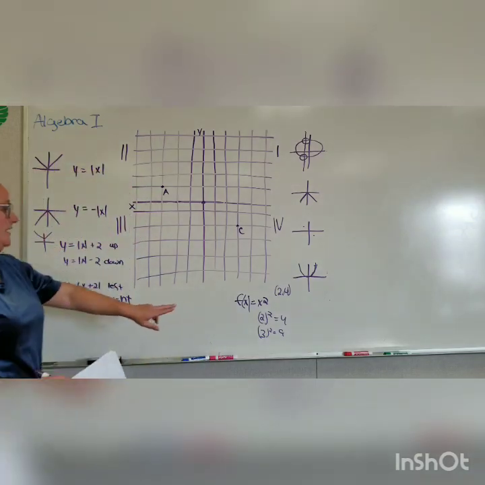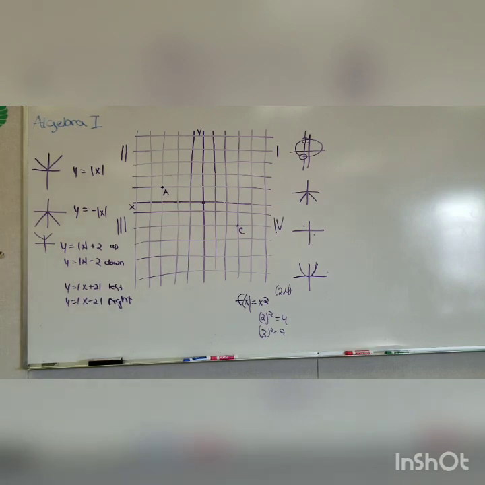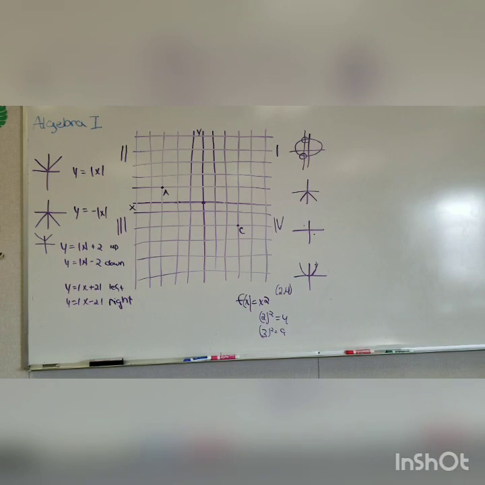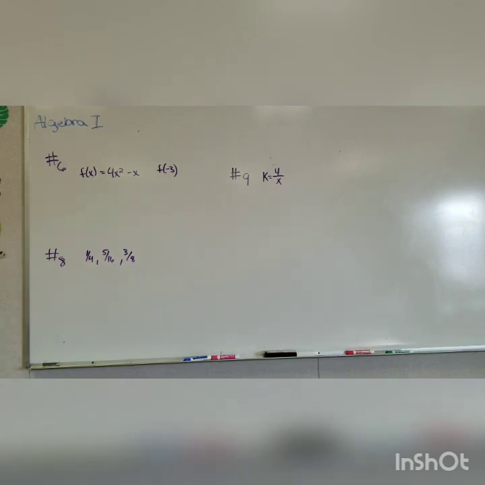So an exponent in an equation causes your graph to curve, and that's why the function of x equals x squared is a U going up from the center. All right, problem number 6, we'll go back and grab that one. They ask, the function of x equals 4x squared minus x. Solve for the function of x is negative 3.